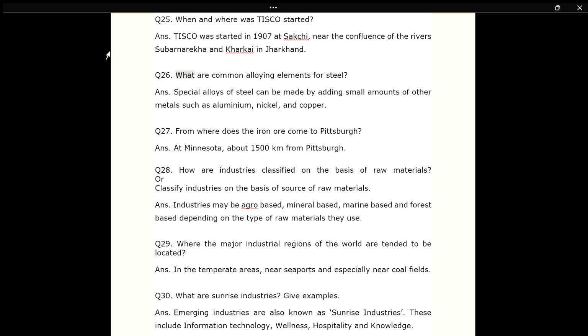Q26. What are common alloying elements for steel? Ans. Special alloys of steel can be made by adding small amounts of other metals such as aluminium, nickel, and copper.